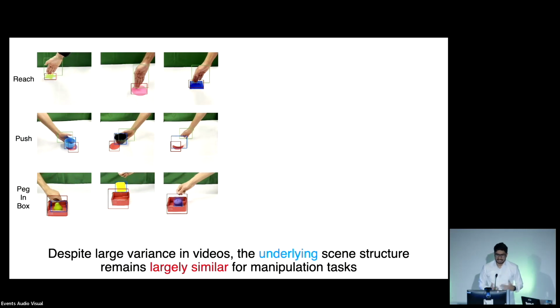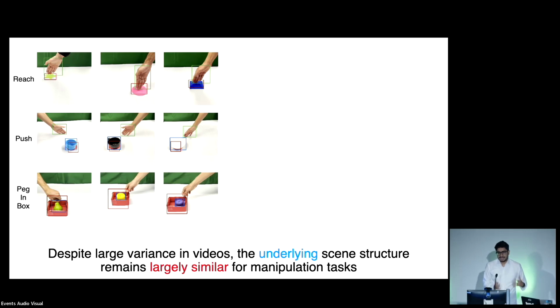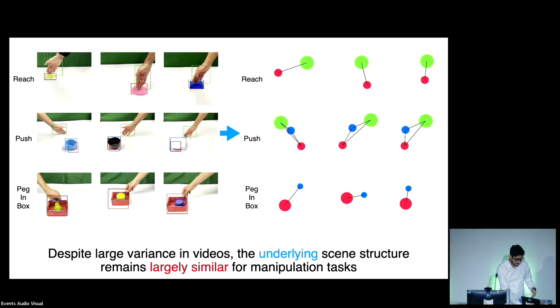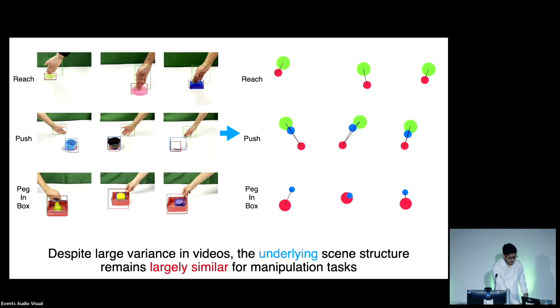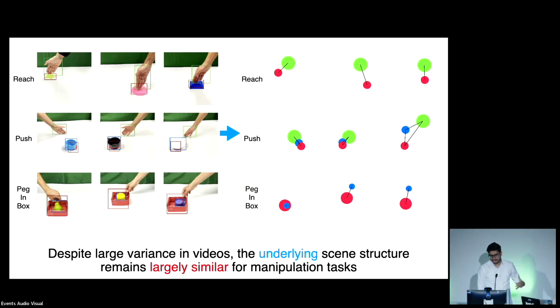The key insight of this work is that despite large variance in videos, the underlying scene structures remain largely similar for manipulation tasks. To understand this, let's see the videos considered in this work. Now let's try to visualize these videos in a more abstract space where each object is represented as a node in a graph and the graph is fully connected. As you can see on your right, even though the original videos exhibit great diversity, the underlying scene structure is very similar for each of the tasks considered. So we use this insight and work on these object representations in our work instead of using pixels directly.